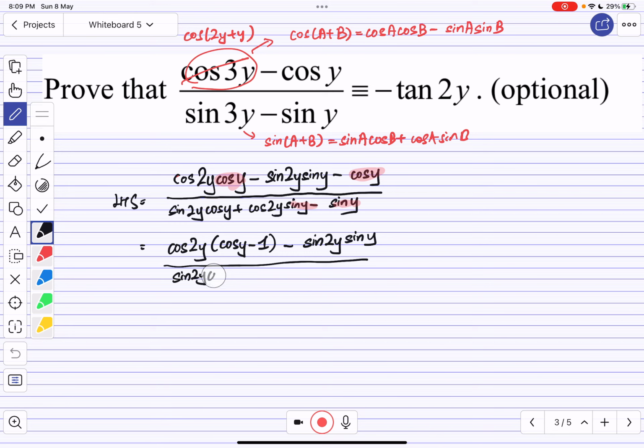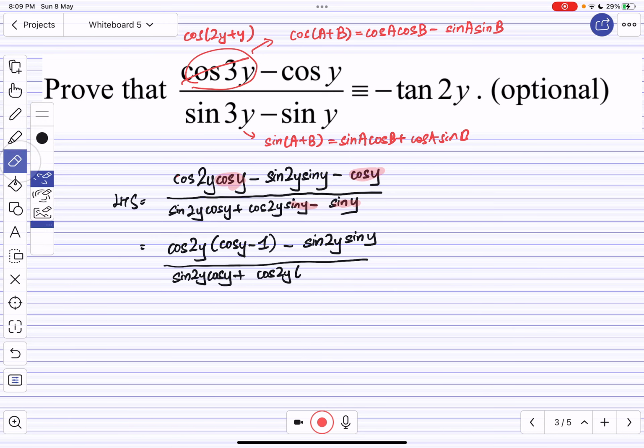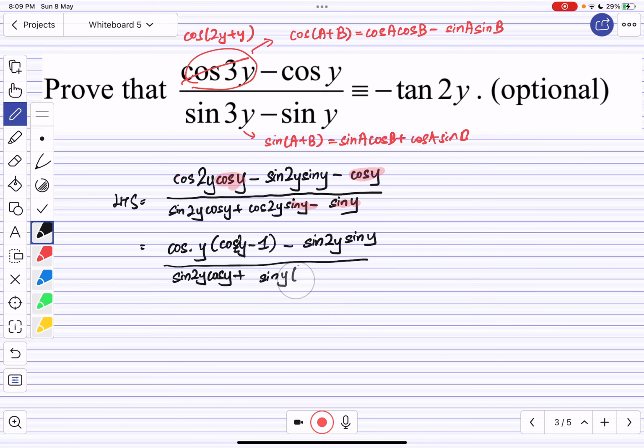This is sin 2y cos y plus cos 2y. Sorry, should be sin 2y. I made a mistake. Quick check. This is cosine y, this is 2y, this is sin y, and cos 2y minus 1.